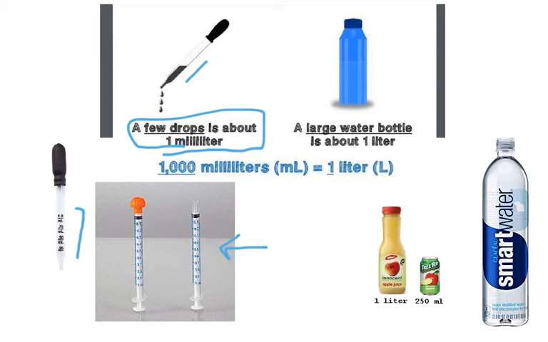And so that's all labeled and marked on there. Now over here, now we're looking at liter. So this water bottle, a larger water bottle, is about a liter. And then here we have 2 different drinks, and this orange juice is a liter, and this can here is 250 milliliters. And then this smart water is also 1 liter. So hopefully that kind of gives you a connection. Milliliter is smaller, and you would need 1,000 milliliters to get you to 1 liter.